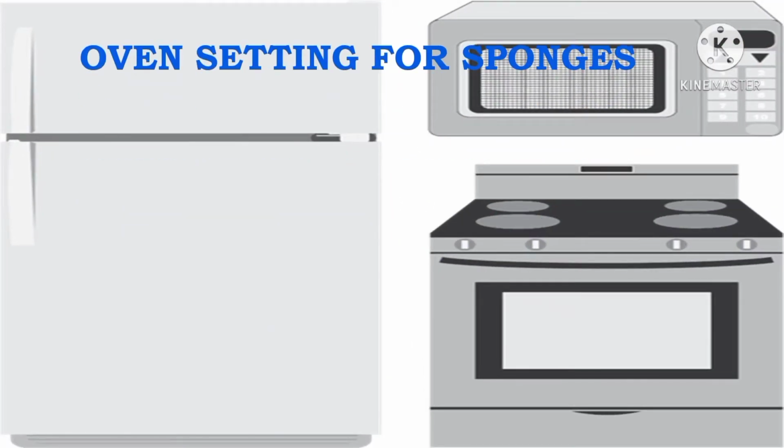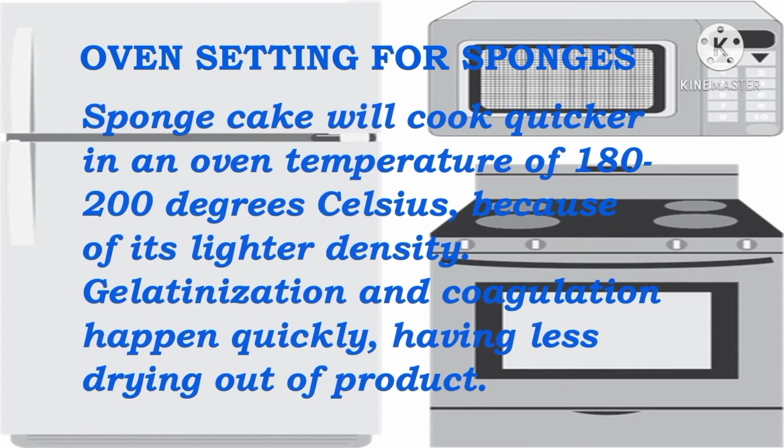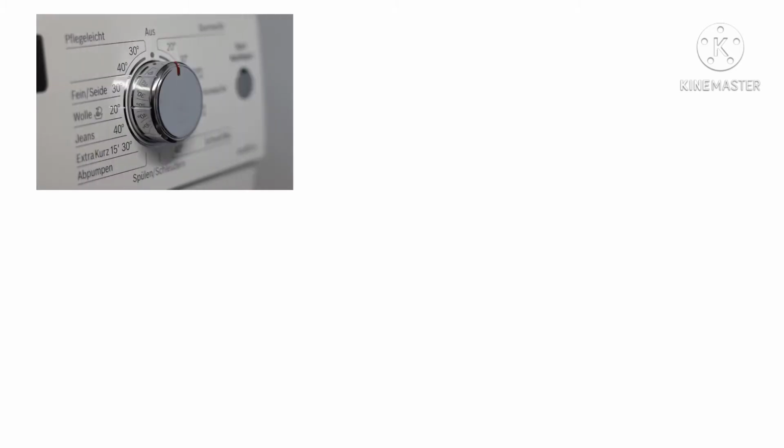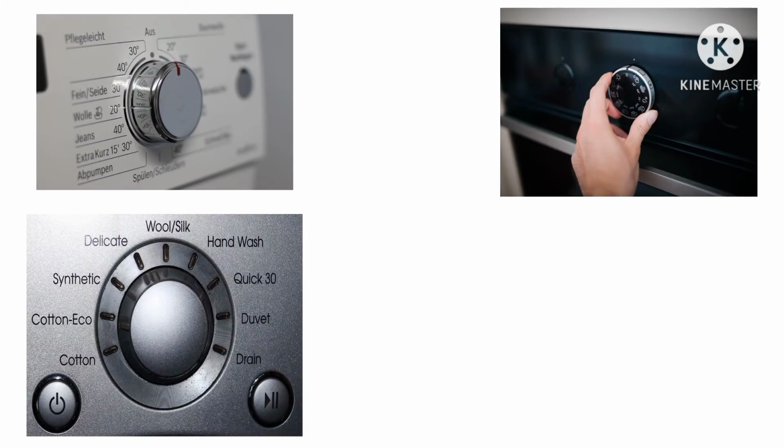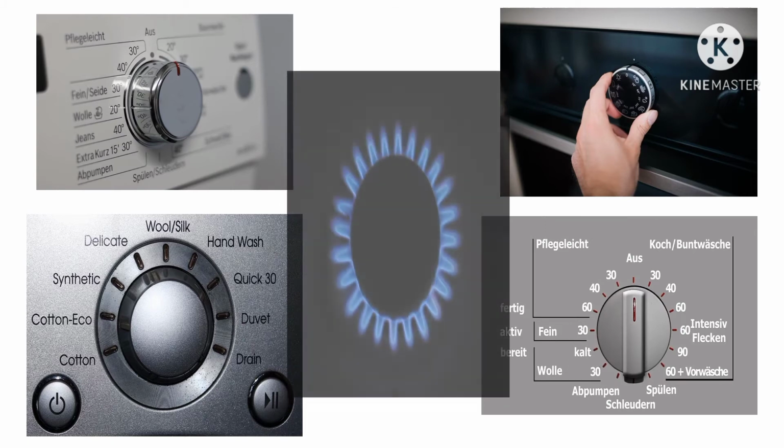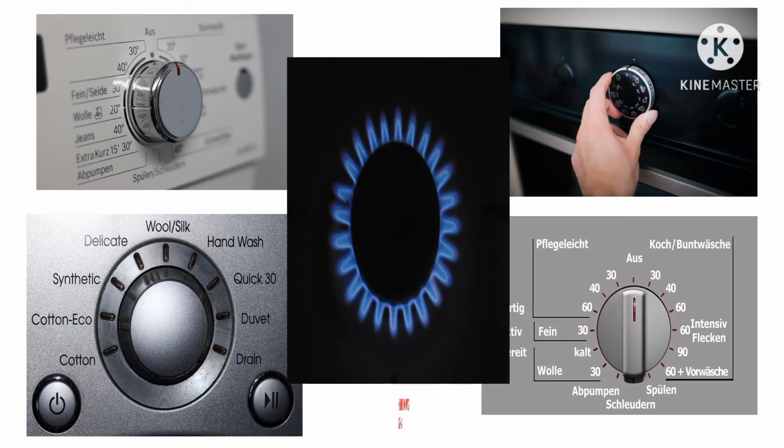Oven setting for sponge. Sponge cake will cook quicker in an oven temperature of 180 to 200 degrees Celsius because of its lighter density. Gelatinization and coagulation happen quickly, having less drying out of product. As you see, these are examples of an oven knob.